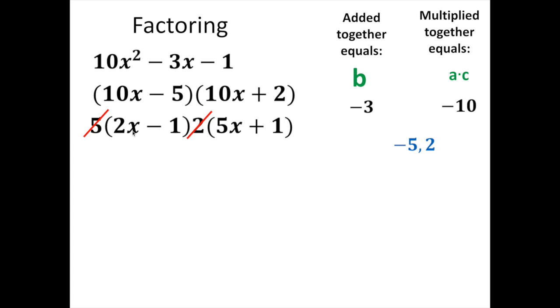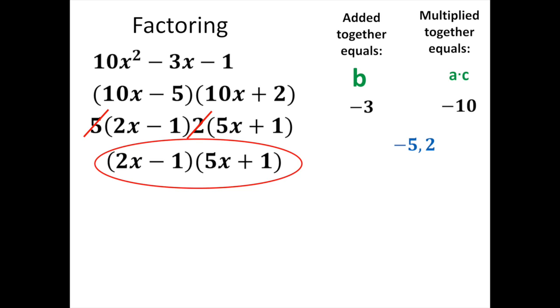Okay, so let's look at this. 2x times 5x gives me 10x squared. 2x times 1 gives me 2x. -1 times 5x gives me -5x. So if I add those two together, -5x and positive 2x, that's -3x. And then -1 times 1 gives me -1. So these two are actually the factored form of that one. So that is it. That's as far as we go with it.